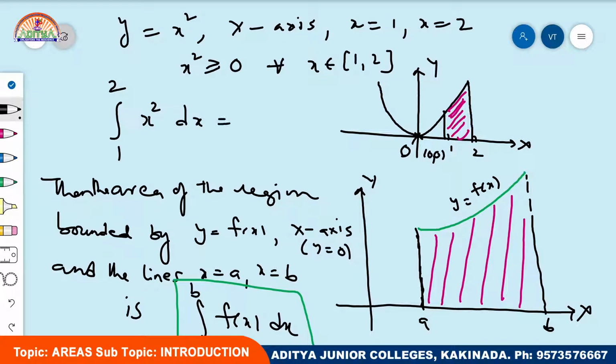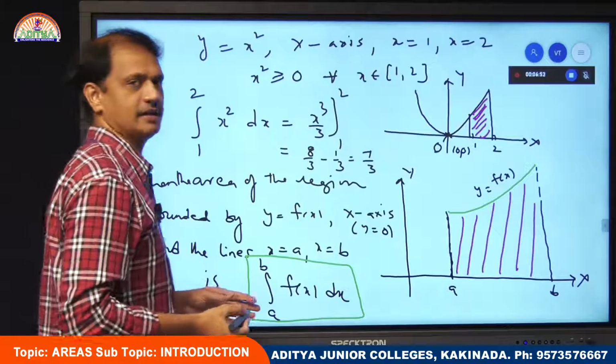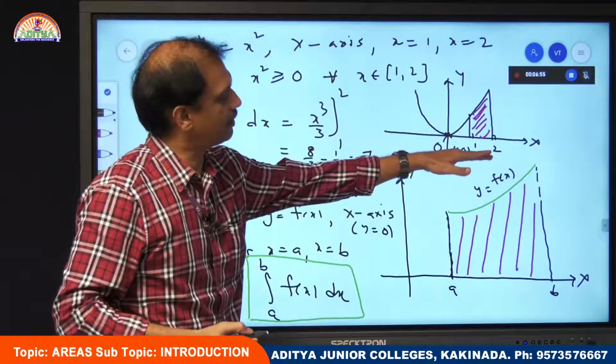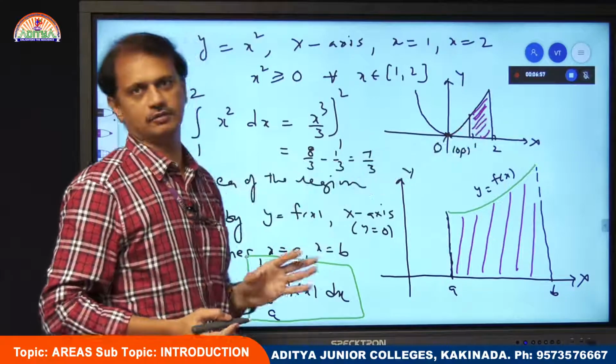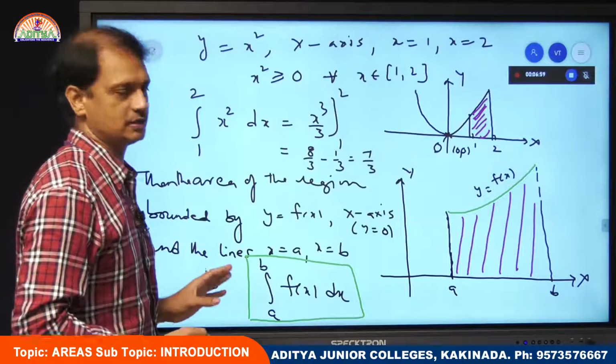Now integrate this one, x cube by 3 from 1 to 2. On substitution of upper limit and lower limit, what you are going to get is 8 by 3 minus 1 by 3, that is equal to 7 by 3. This is the area of the region under this curve bounded by x-axis, x equal to 1 and x equal to 2. This is the way how we can do this one.